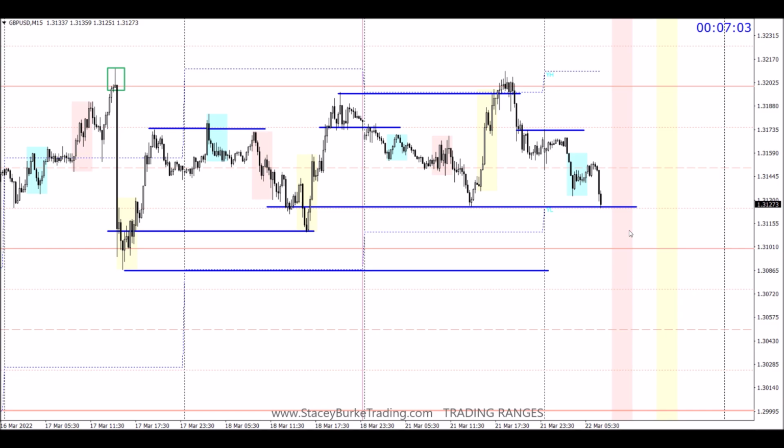We still have a couple of hours, 2.5 hours before London opens up. So there's plenty of time for this to move around. The point I'm making today is we're in a 100 pip box. This is just a trading range. That's all that this is.